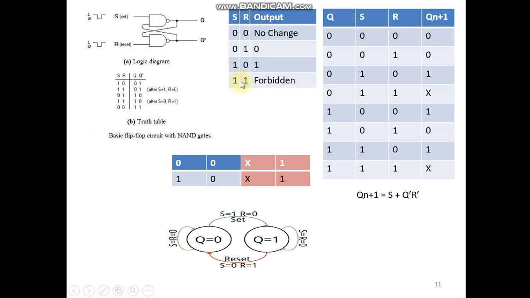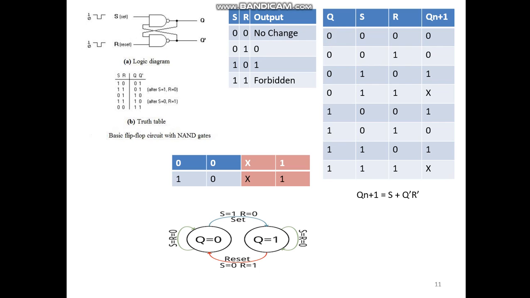If we give 1 1, it is a forbidden condition. There is no process. So it is a don't care condition for this truth table. This is the characteristics table for the SR flip flop.